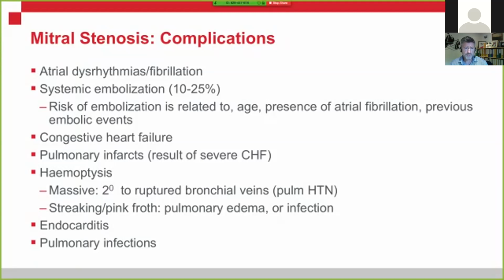Patients may well present with congestive heart failure. So again, they've got some signs of breathlessness and congestion, pulmonary infarcts, results of severe congestive heart failure, or hemoptysis due to pulmonary hypertension. These patients are at significant risk of endocarditis and pulmonary infections.